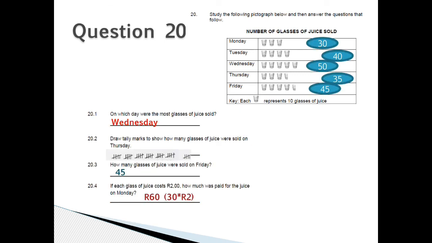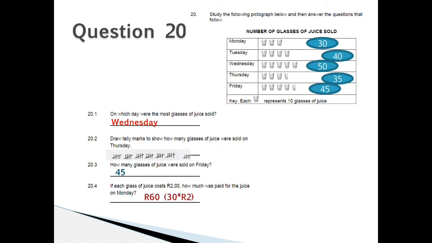If we look at the tally, we can see that on Monday, 30 glasses of juice were sold. On Tuesday, 40 glasses of juice were sold. On Wednesday, 50 glasses of juice were sold. On Thursday, 35 glasses of juice were sold. And on Friday, 45 glasses of juice were sold. On which day was the most glasses of juice sold? That would be Wednesday, with 50 being sold.